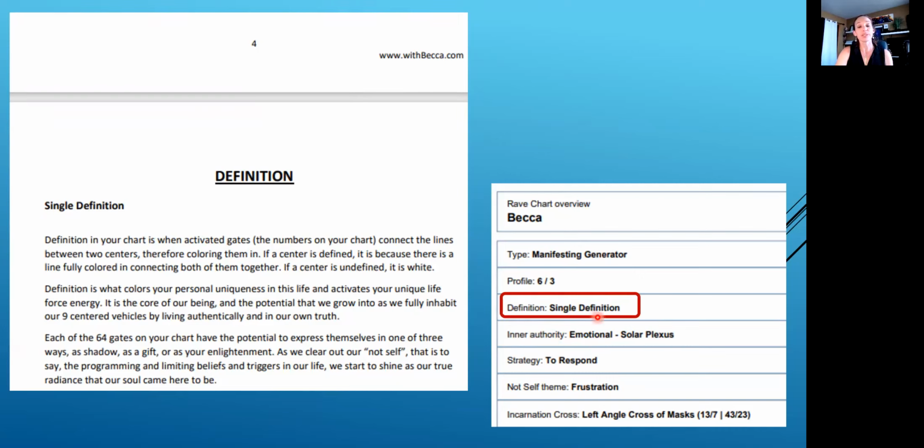This one's actually really significant, and you're going to find a section right in your PDF report that will say definition. You're either going to be a single definition, a split definition, a triple split, and then a more rare type is a quadruple split definition. Your definition is how you feel your own presence and know your own energy through your interaction with others.